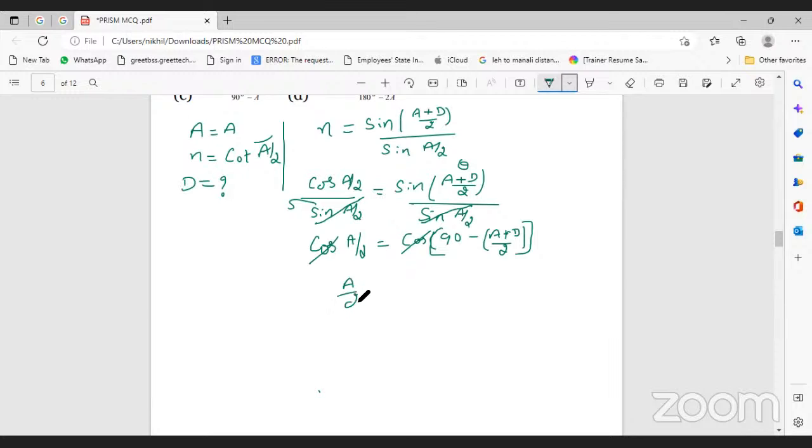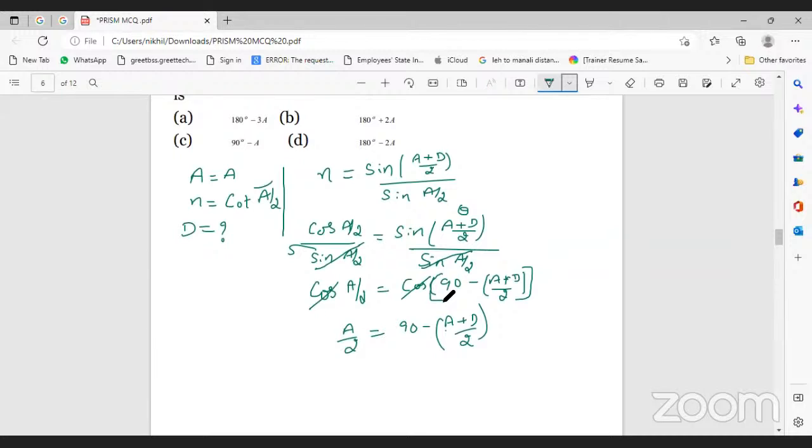A by 2 is equal to 90 minus A plus D by 2. Now this will not work out, because if you simplify, you are going to get cancelled with A by 2, right? Correct, no?